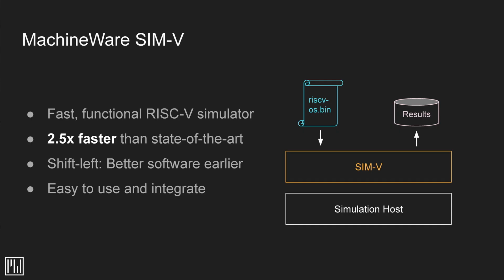It is about 2.5 times faster than other state-of-the-art simulators, and it enables you to shift left your software development. So you can start your software development early, and you can have better software available earlier. Besides performance, for us, there are two more important design goals in Sim5.